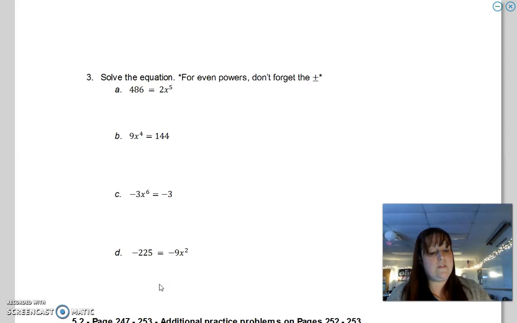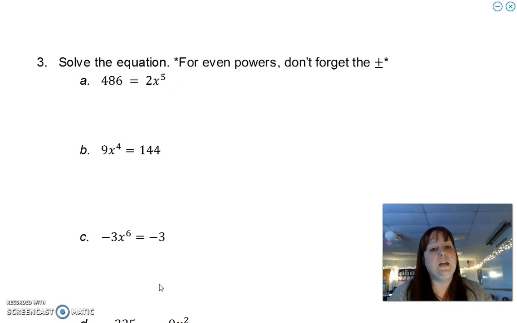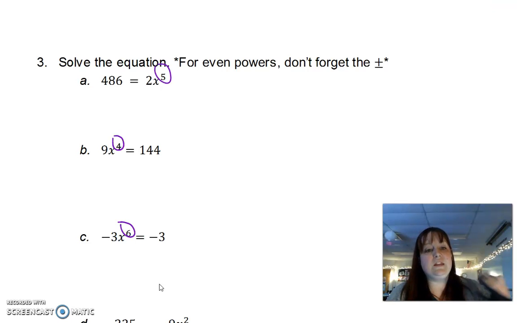So now we're going to solve radical equations. The big thing I want you to remember here is for even powers, we need to have a plus or minus, and you'll see that here in a minute. Anytime you see just an even exponent, I just want you to think plus or minus, okay? So first things first, we have this one. We're going to get the x all by itself.